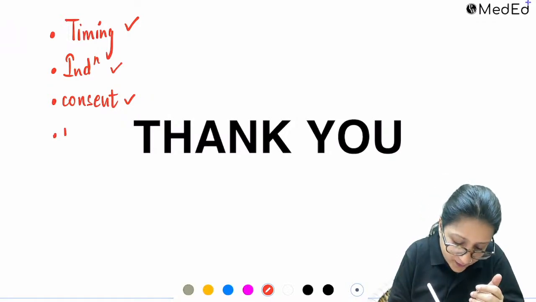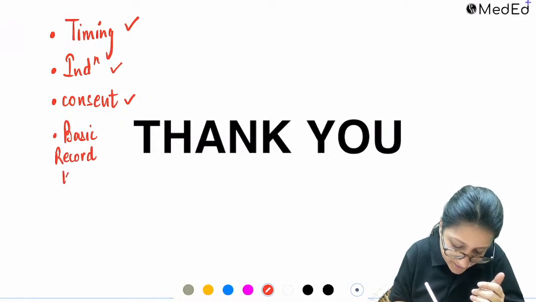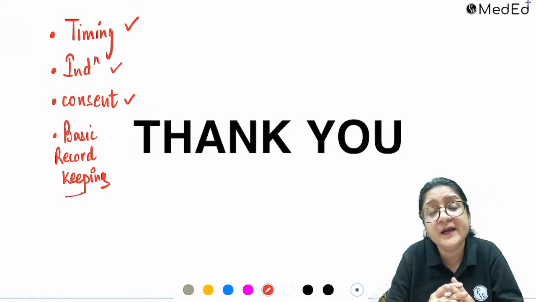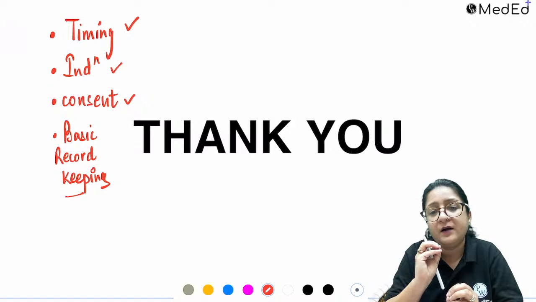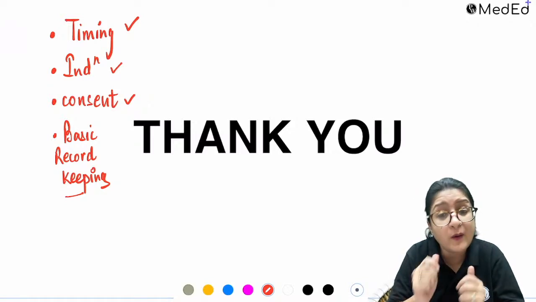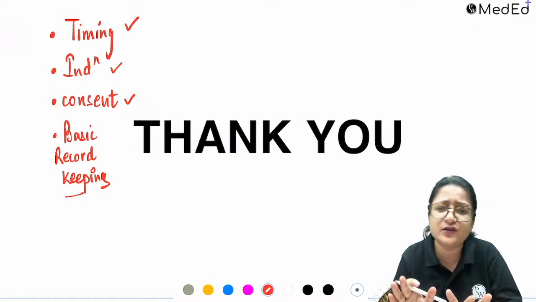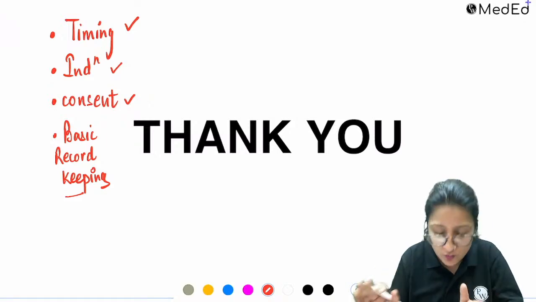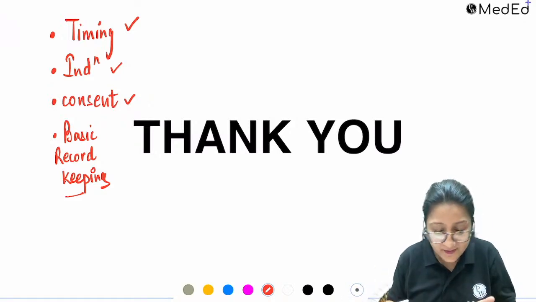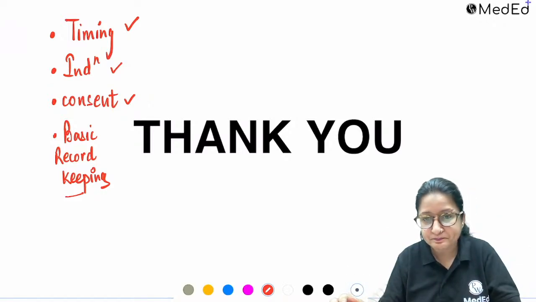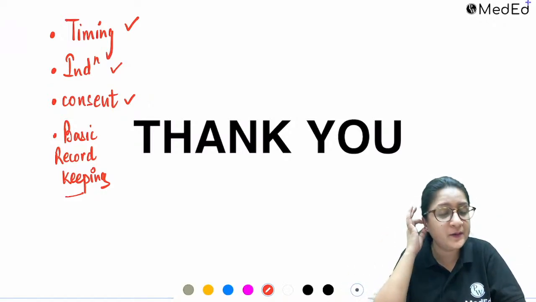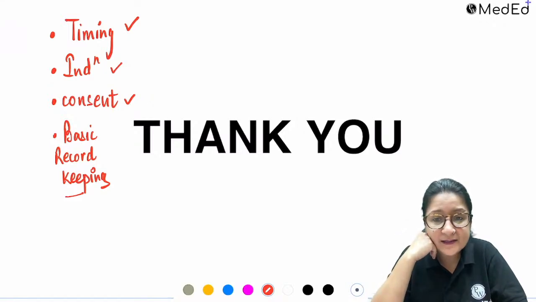So at least the basic forms that are filled, which we discussed: form C, form I, form 3. Just remember the names and what these forms require you to document. So that much basic record keeping you should know, right? So with this, I'm going to finish this documentation of the MTP Amendment Act.